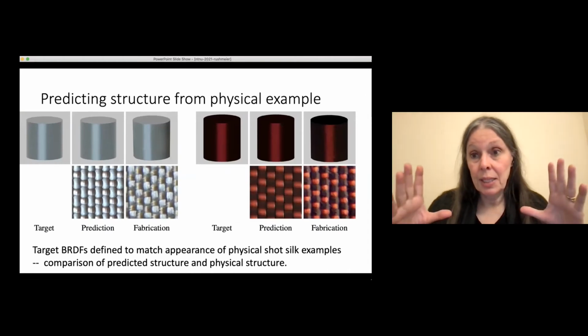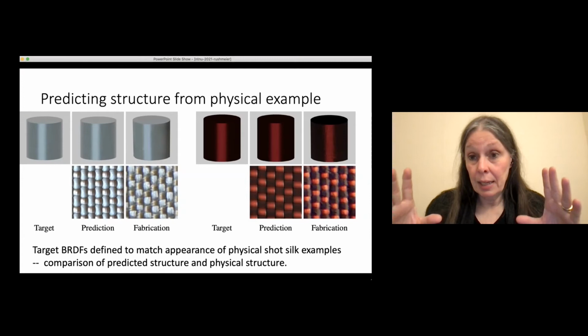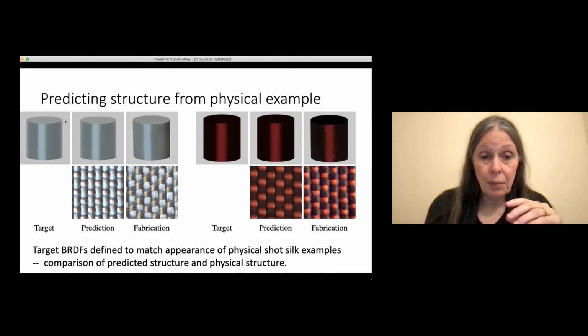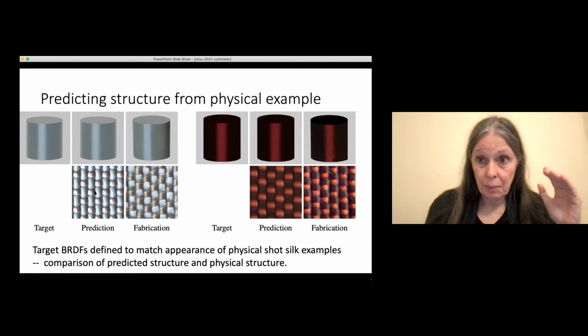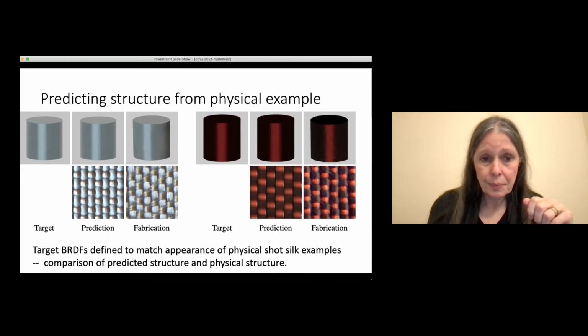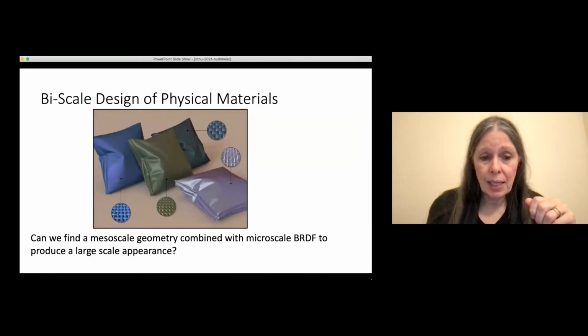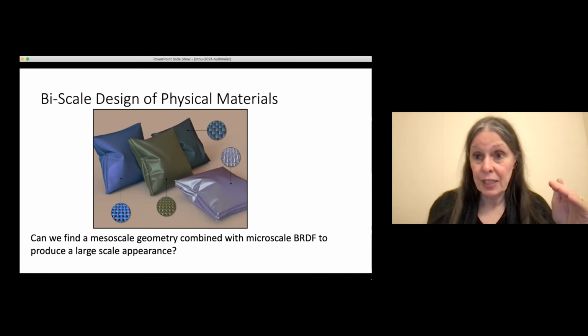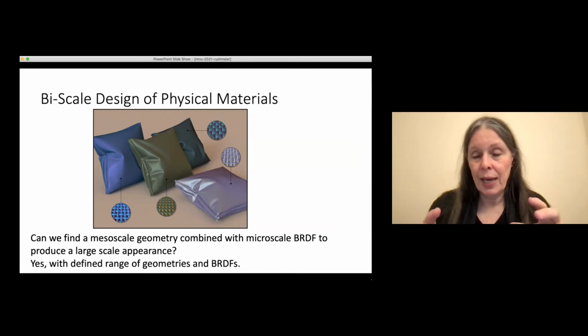We did estimate large-scale BRDFs for some fabrics that we had on hand, some of these shot silk fabrics. So here we have the distant BRDF we estimated for our samples, what our network predicted for the small-scale structure of the fabric, and a photograph of the actual close-up view. So can we find a mesoscale geometry combined with a microscale BRDF for this problem? Yes, if we predefine our range of geometries and BRDFs.